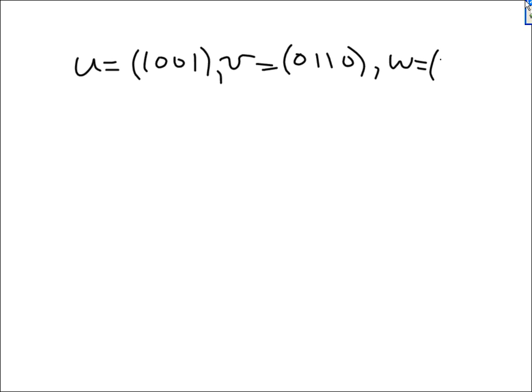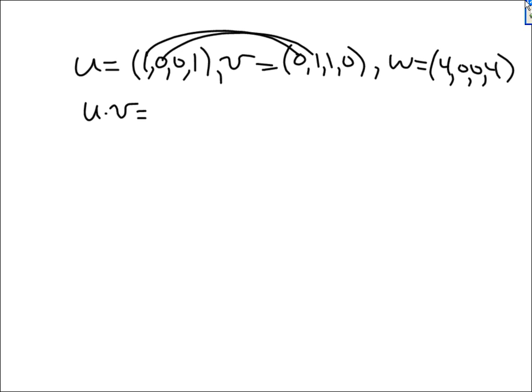How about we let u be the vector 1, 0, 0, 1, vector v equal to 0, 1, 1, 0, and vector w is 4, 0, 0, 4. If you compute u dot v, 1 times 0 is 0, 0 times 1 is 0, 0 times 1 is 0, and 1 times 0 is 0. So u dot v is 0.